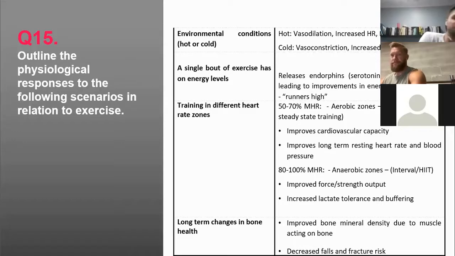So the first one, environmental conditions, right? Training in hot or cold environments, okay? Obviously, if you're training in a hot environment, one of the first things that's going to happen is the blood vessels are going to open up. That's called vasodilation, okay? The reason the blood vessels open up is to get more blood to the surface of the skin so that your body can sweat and cool the blood down, right? So that's why you increase sweating. And by opening up your blood vessels, your heart rate's going to increase as well.